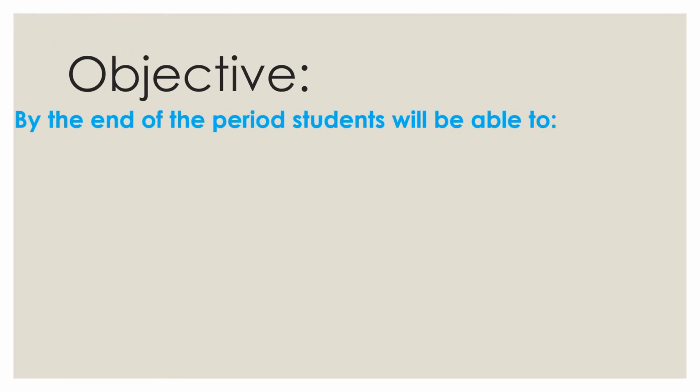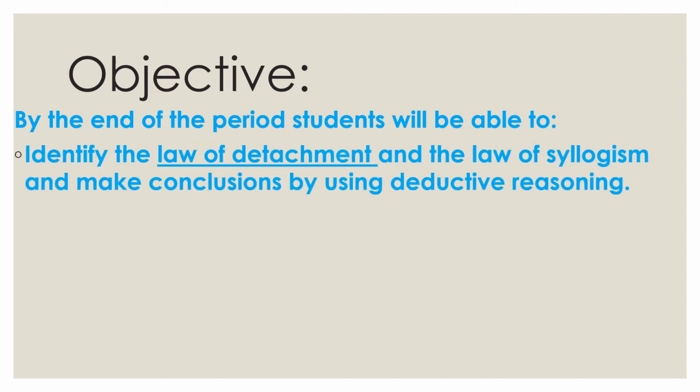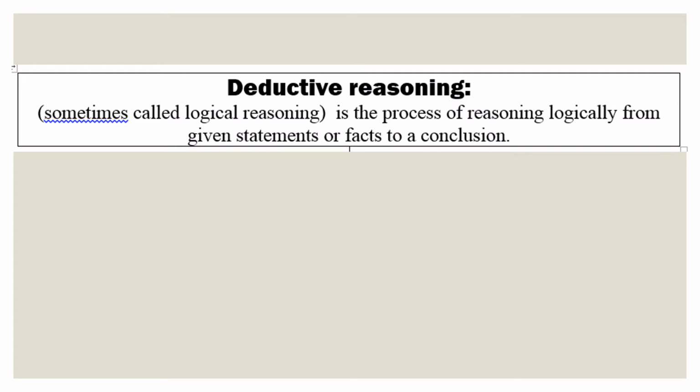By the end of the period today, you will be able to identify the law of detachment and the law of syllogism and make conclusions by using deductive reasoning. Deductive reasoning is sometimes called logical reasoning, and it is the process of reasoning logically from given statements or facts to a conclusion. I will use deductive reasoning and logical reasoning interchangeably, so make sure you know that both of those mean the same thing.